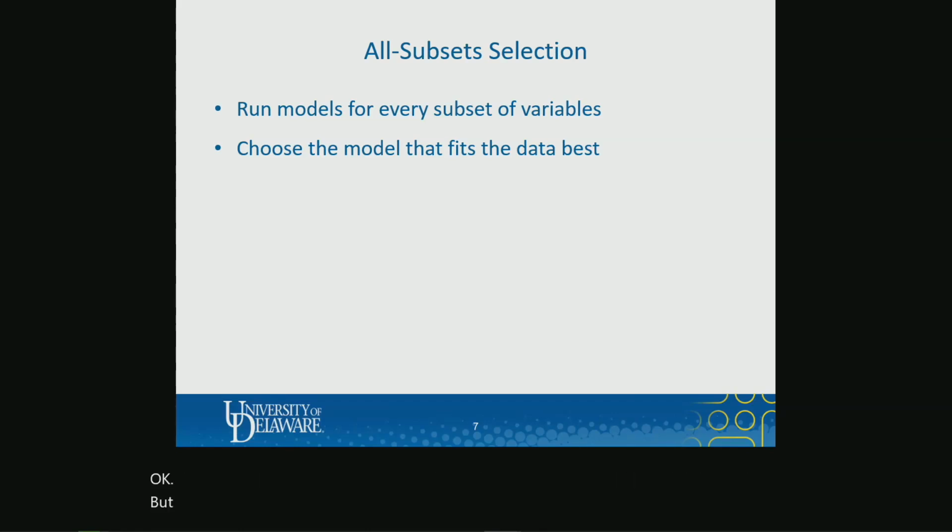But let's say we have 10 independent variables, 10 potential predictors, x1 to x10, and we want to try all the subsets and then select the best one. So how many subsets do we have here? How many potential models do we have? It's combinatorial analytics.